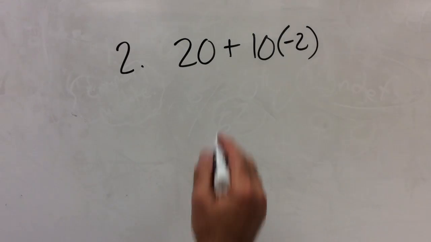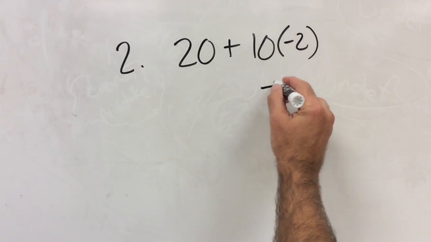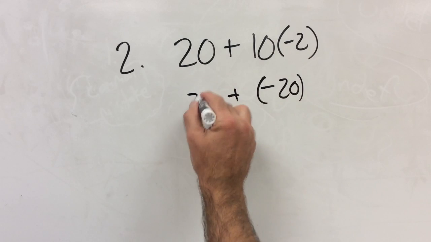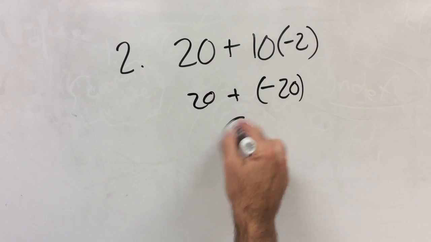Example 2, we have addition and we have multiplication. So we're going to multiply first. They have different signs. We get a -20 answer and just bring down the 20 plus. And we have adding opposites, and we're going to end up with a 0.